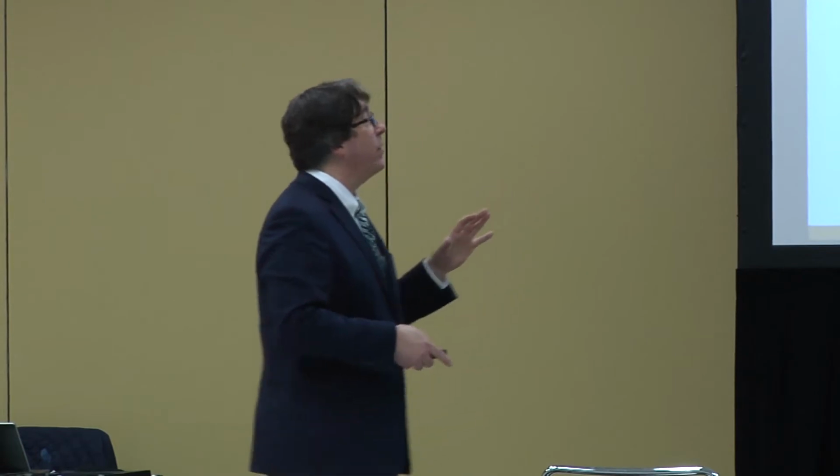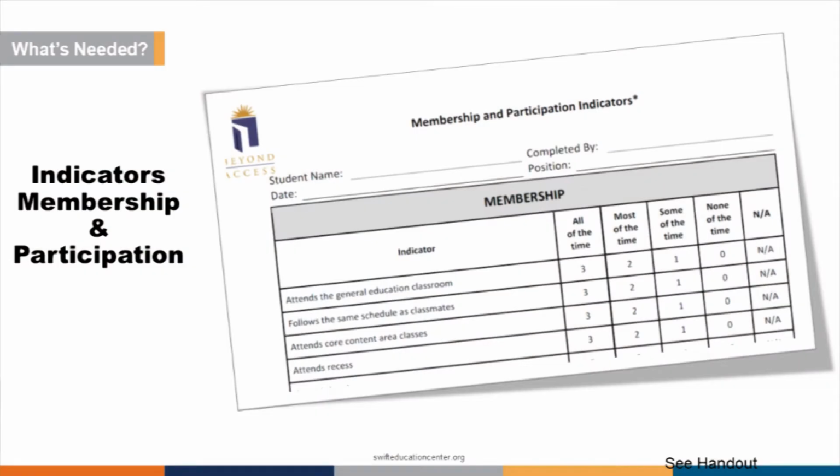And it's based out of a work that we did that actually learned from AMRO and some other early model programs that we did in the late 90s. We did a program at UNH called the Beyond Access Model. And it focused on looking at students' membership in their general ed classroom, participation in general ed instruction, and learning of the general ed curriculum. And you actually have this checklist on your thumb drive, which lays out some indicators of each of those.